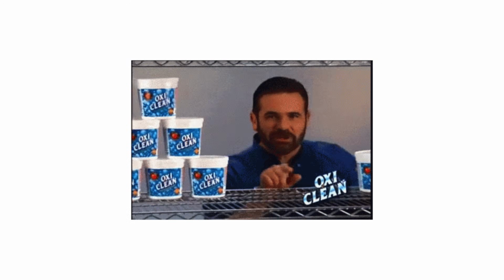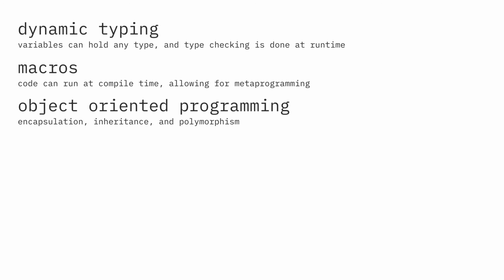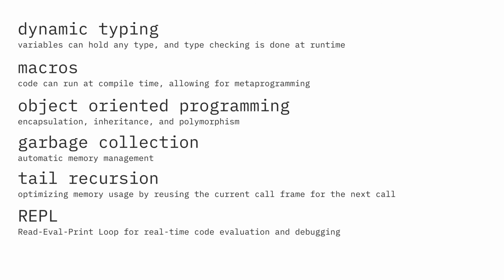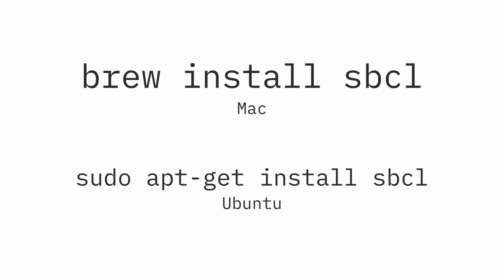On top of this, it was also the first language to implement dynamic typing, macros, object-oriented programming, garbage collection, tail recursion, and finally the REPL or read eval print loop. If you want to get started yourself, SBCL is one of the fastest Lisp implementations.